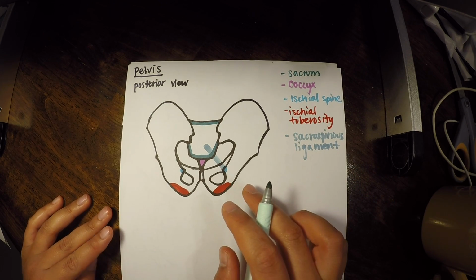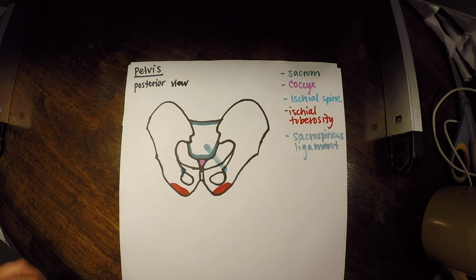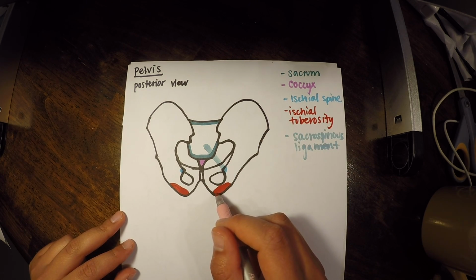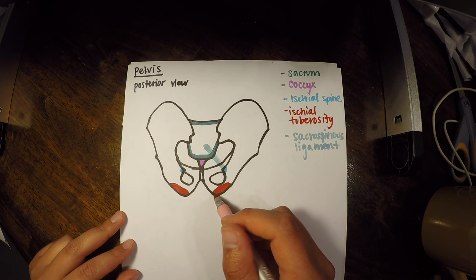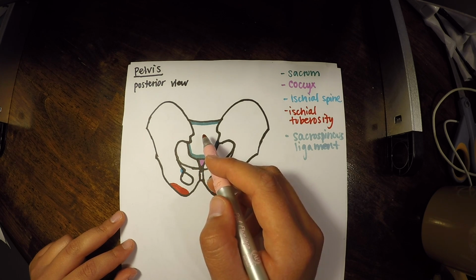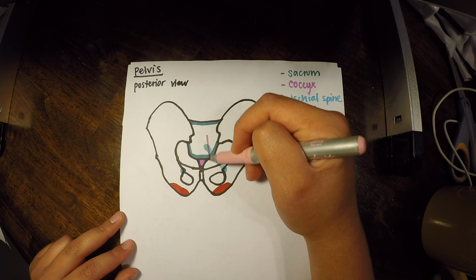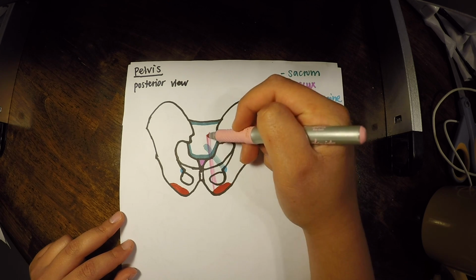So remember, this is soft connective tissue. This is not bone, but I want to show you 2 ligaments. Our second ligament is going to be our sacrotuberous ligament, which is going to go from the ischial tuberosity, which is why it's sacrotuberous, to the sacrum. So that's why it's called sacrotuberous, and that's going to go like this.